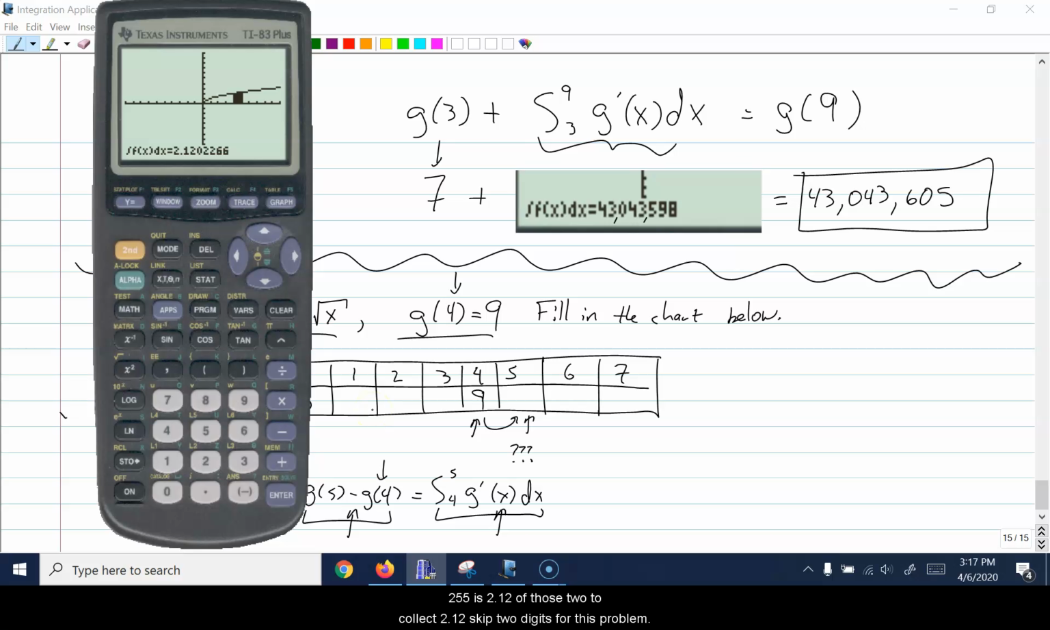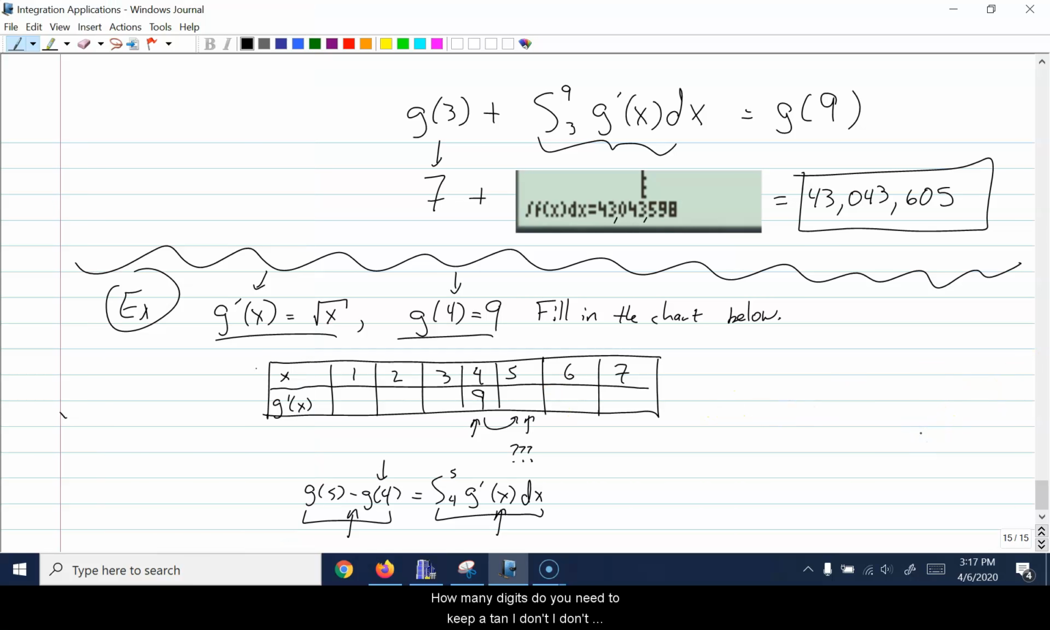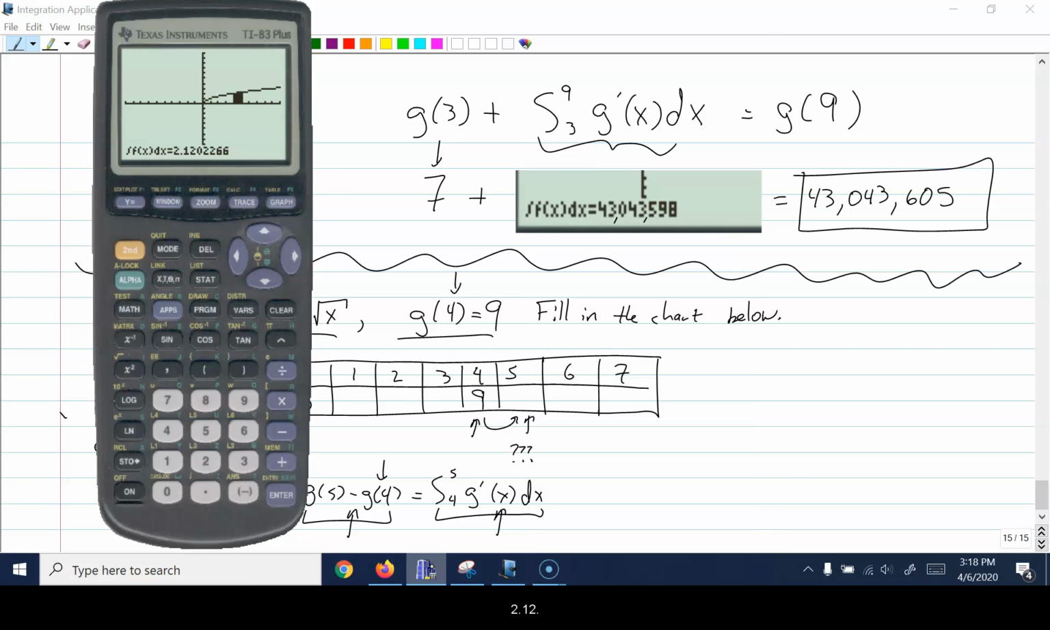It's 2.12022. Let's call that 2.12. Let's keep 2 digits for this problem. How many digits do you need to keep? I don't know. I don't usually care. Don't stress too much over the digits. Keep a bunch. So we just found that it's 2.12.